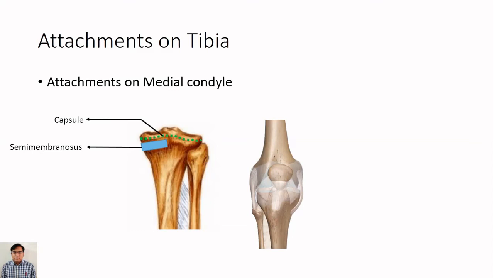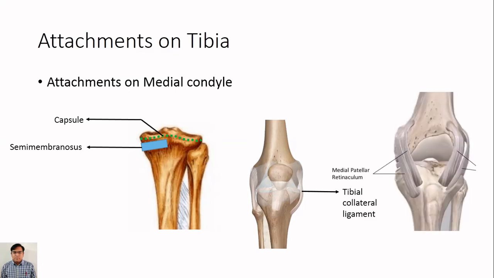And on the medial side, there is the attachment of a ligament known as the tibial collateral ligament. This is the tibial collateral ligament. Another attachment is the medial patellar retinaculum. So there are two laminae of the medial patellar retinaculum as shown in this figure.